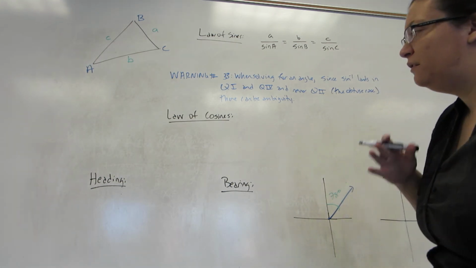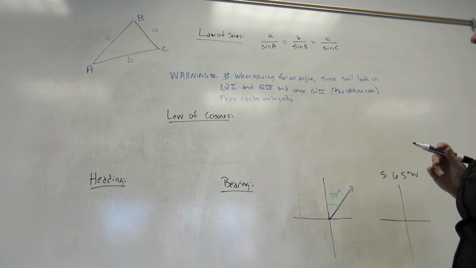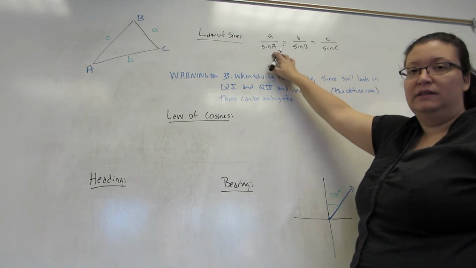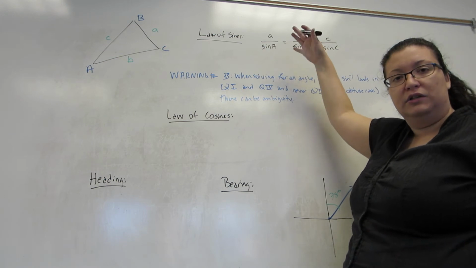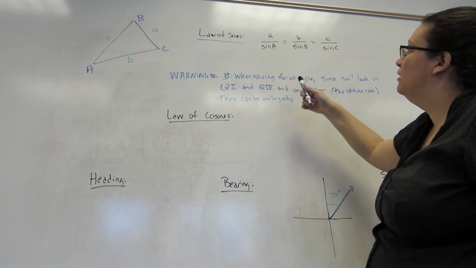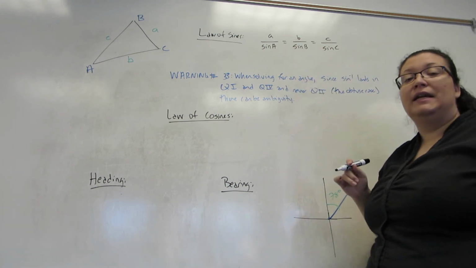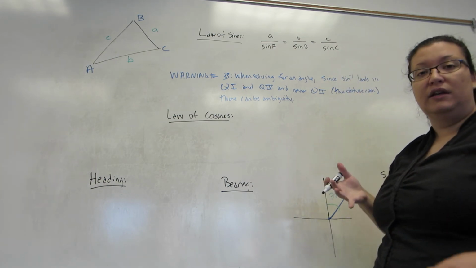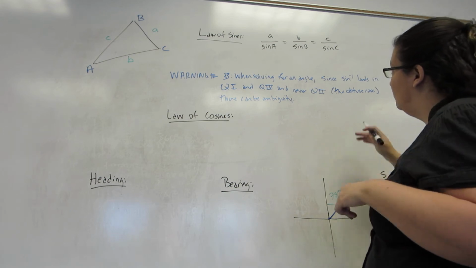Now there is a very serious warning attached to the law of sines. Usually what happens is you pick two of these, plug in three of the four quantities and solve for the fourth. When you're using the law of sines to find an angle, we will eventually have to take a sine inverse to get to the angle. And this is where the problem comes in.